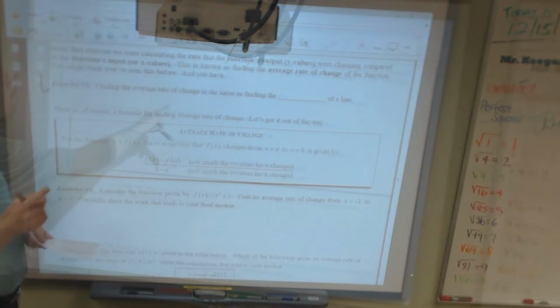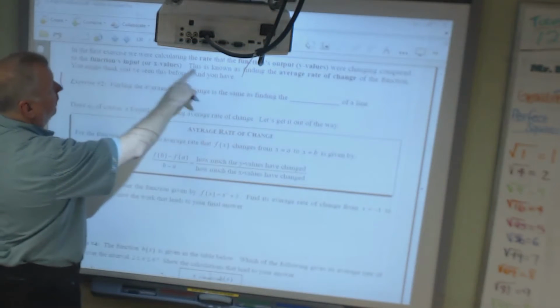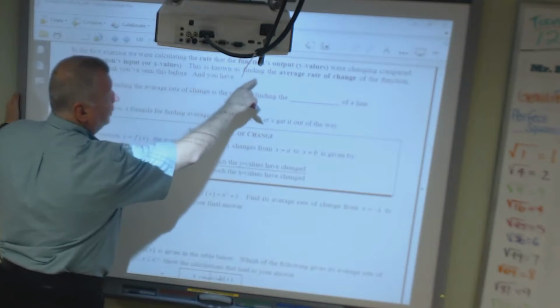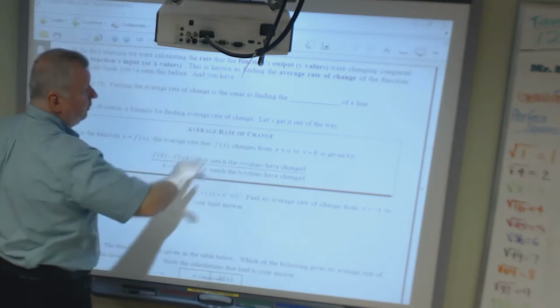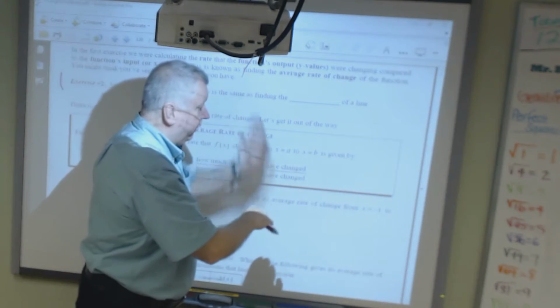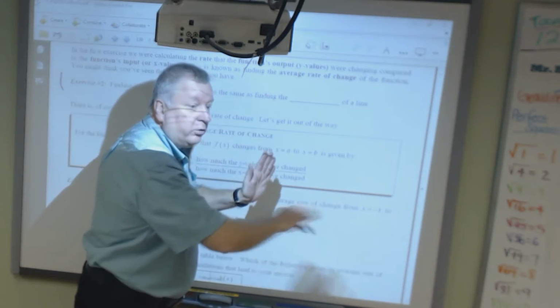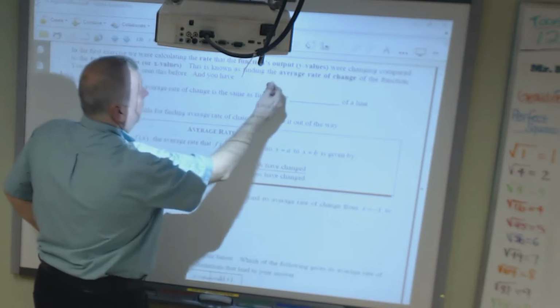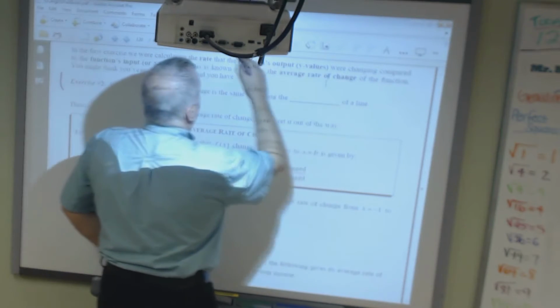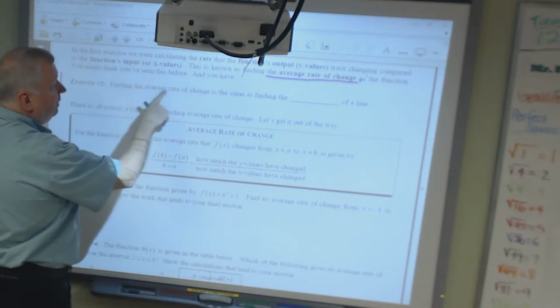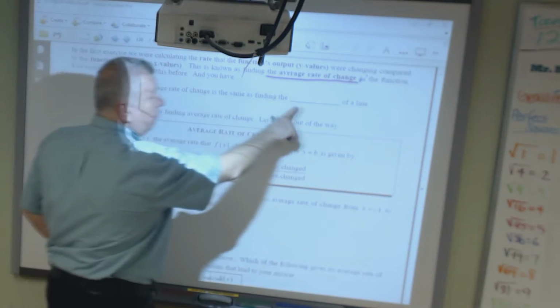Sometimes we'll stay late here for a little bit. Here it says, in the first exercise, we were calculating the rate that the function's y values were changing compared to the function's x values. So we were calculating how far they traveled versus how long it took them to get there, right? And for that example, that was the average rate of change. It says, you should notice that finding the average rate of change is the same as finding the blank of a line.